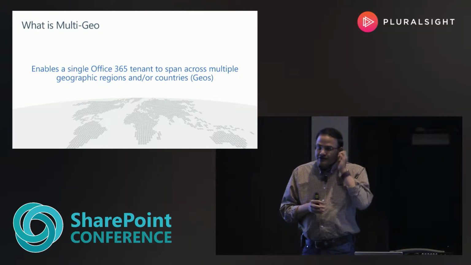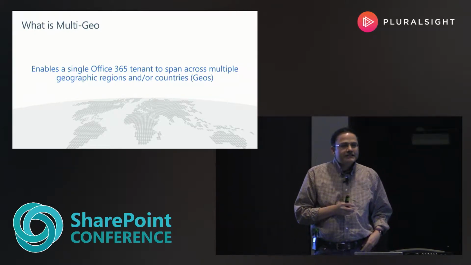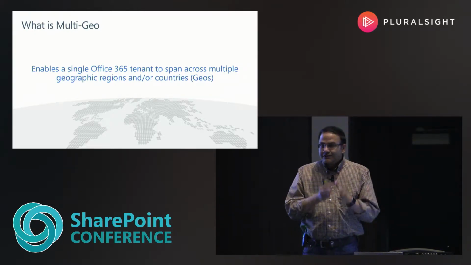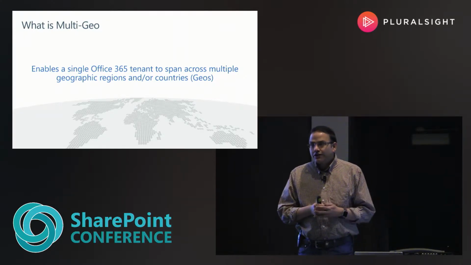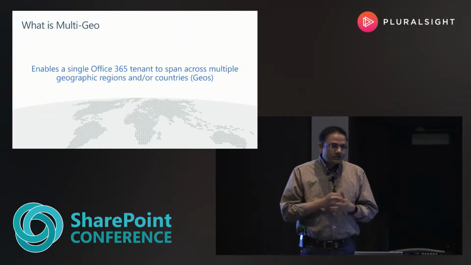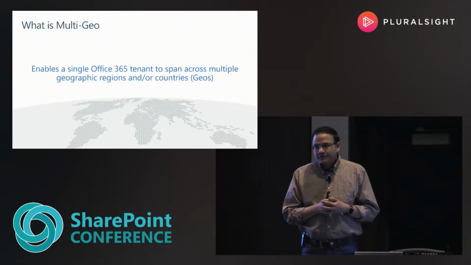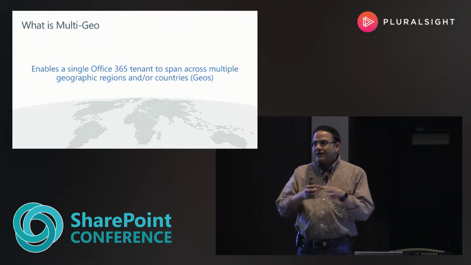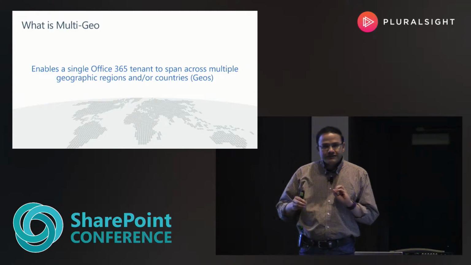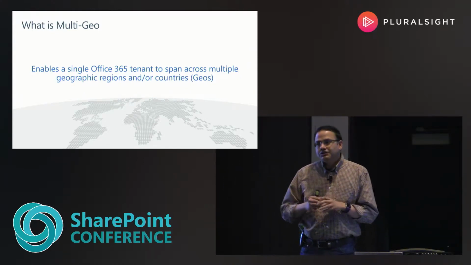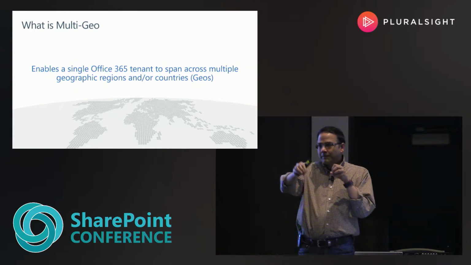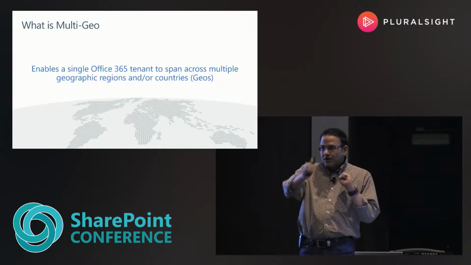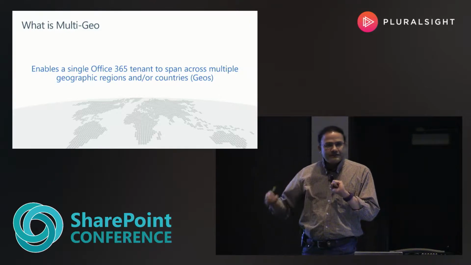Now today, one of the constraints that we have in Office 365 is that the moment your tenant is provisioned in one location, let's say your tenant is provisioned in US, that's the only location where you can keep your data. We don't allow you to expand it to other geolocations. Now with this capability of multi-geo, a single enterprise tenant can now expand into US, Europe, Asia Pacific, and so on.